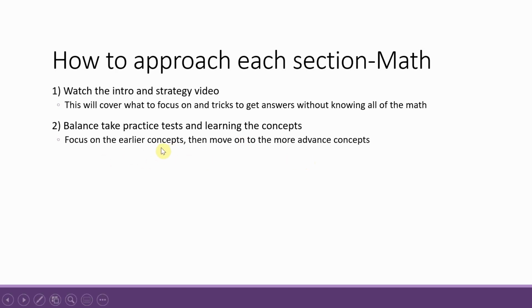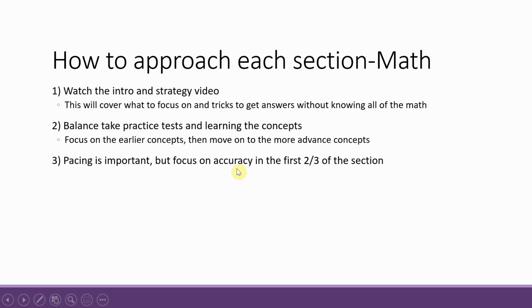Focus on the earlier concepts first. When I say earlier, I mean the stuff you see earlier in the math section, because it gets harder as you go along. And then, as you get the earlier stuff, then you can move on to the more advanced things that appear later on in the math section. Pacing is going to be important here, but focus more on accuracy for that first 2/3, which would be the first 40 questions, because those tend to be more consistent than the last 20, and you can actually get a pretty good score without having to do well on that last third. So if you can do well on the first 40, which is easier to do than the last 20, then you set yourself up pretty well.